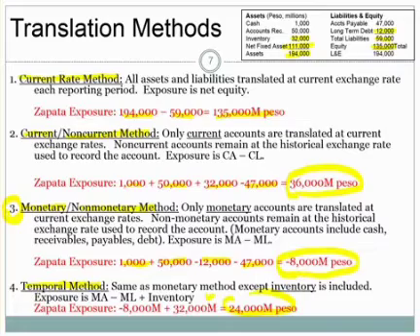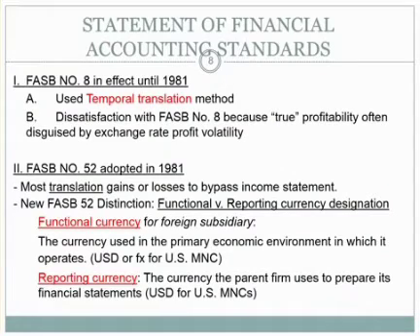Now the question is, what method do U.S. multinationals need to use? Well, up until 1981, under FASB 8, the temporal method was used, revaluing all monetary accounts and inventory, with gains and losses going to the income statement. Since 1981, under adoption of FASB 52, it's a little more complicated. It basically allows firms to choose between the temporal method and the current rate method.